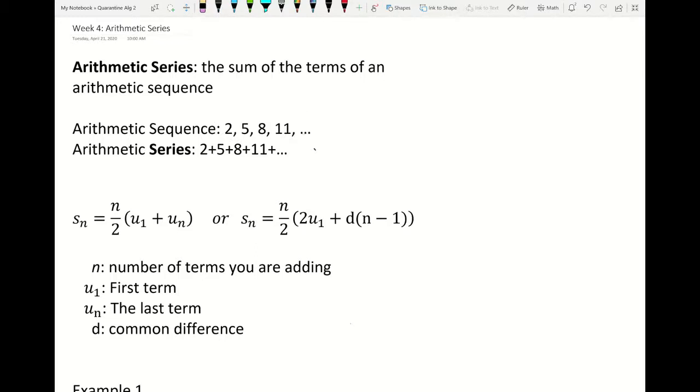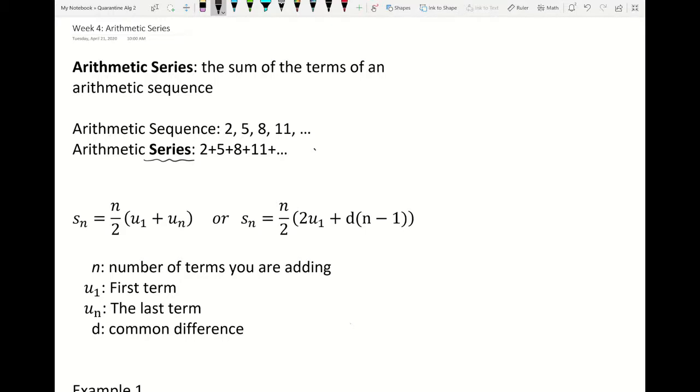Here is an example of arithmetic series. Do you notice the difference? Obviously, the series is a sum or the addition of terms of arithmetic sequence. In order to find the answer to arithmetic series problems, we are going to use these two formulas. These two formulas are essentially the same, but for some problems, one works better than the other.